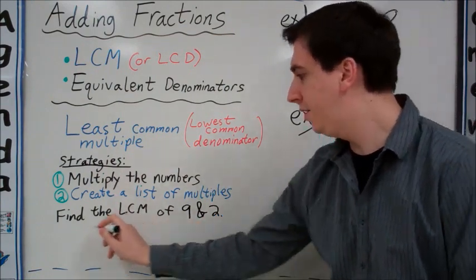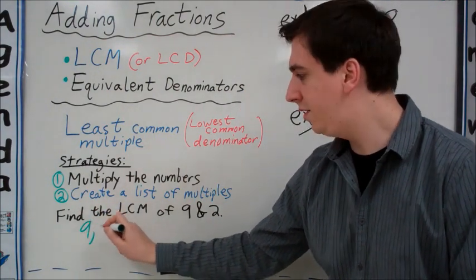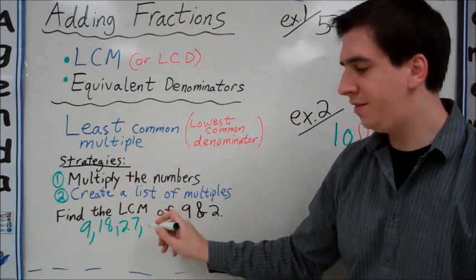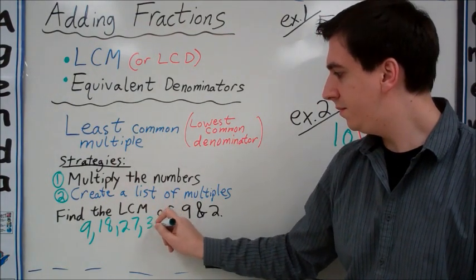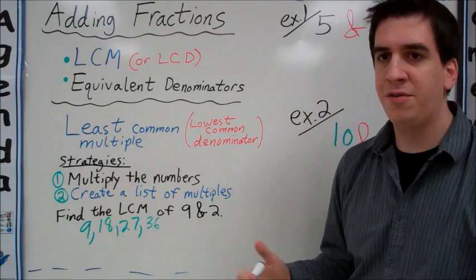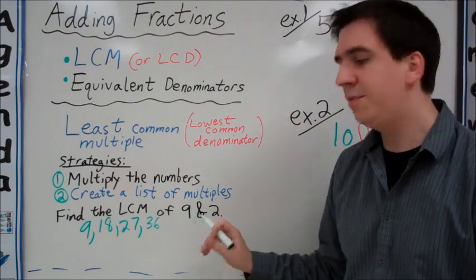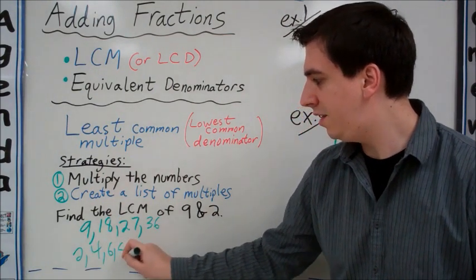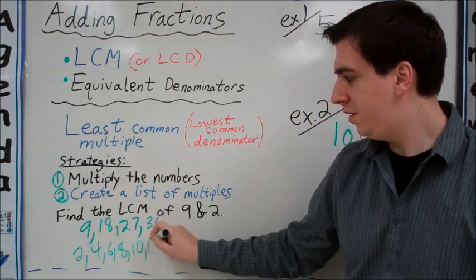So listing 9, you're going to get 9, 18, 27, 36. I'm going to pause there because I already wrote a few multiples. Now let's write the multiples of 2. 2, 4, 6, 8, 10, 12.